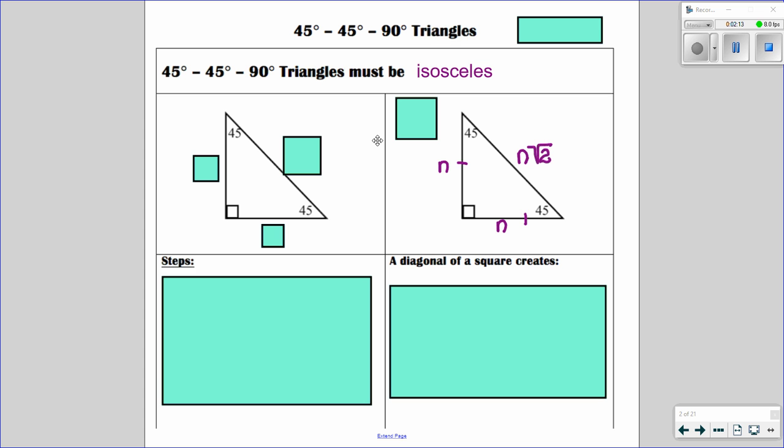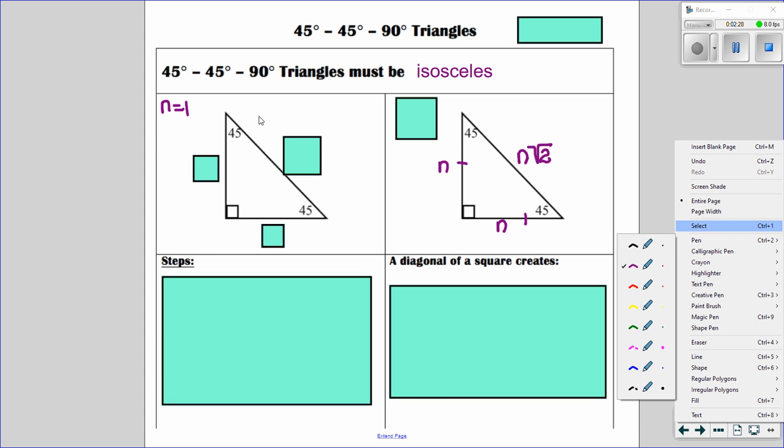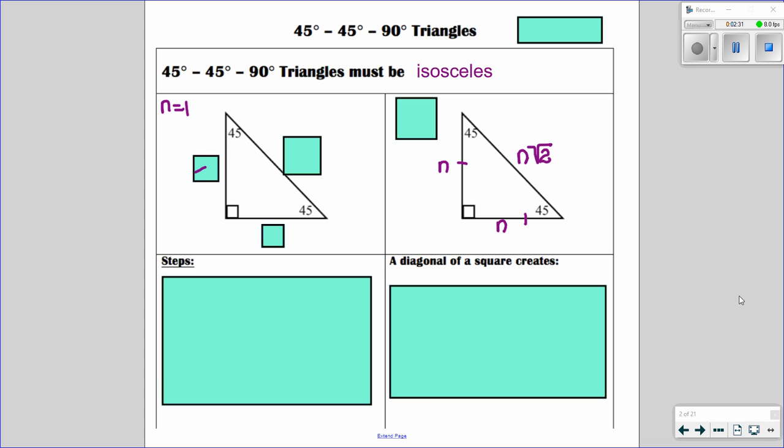Let's say that I let n equal 1. I would just plug in 1 wherever there's an n. So for this one, this side was n, so this would be 1. And since this is congruent, this is also 1. And then n root 2 would be 1 root 2, or 1 times square root of 2, or just square root of 2, because the 1 there is implied.